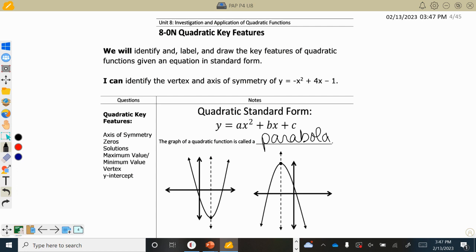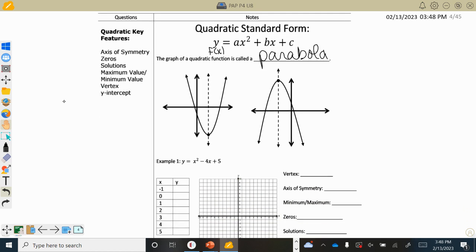Okay, quadratic standard form: y equals ax squared plus bx plus c. Now, y could also be f of x. And that ax squared plus bx plus c, that's the same thing we had when we were multiplying binomials. That was our result. Or when we were solving quadratics and we were factoring or putting that into our quadratic formula. So it's the same thing. We're going to use some of that now when we're trying to find some of these key features.